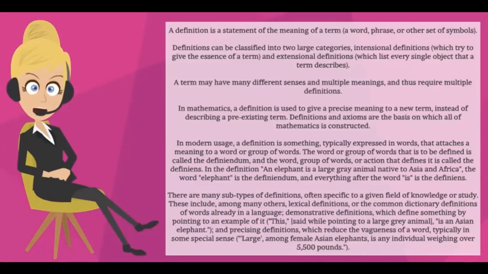There are many subtypes of definitions, often specific to a given field of knowledge or study. These include, among many others, lexical definitions, or the common dictionary definitions of words already in a language; demonstrative definitions, which define something by pointing to an example of it. This, said while pointing to a large gray animal, is an Asian elephant. And precising definitions, which reduce the vagueness of a word, typically in some special sense. Large, among female Asian elephants, is any individual weighing over 5,500 pounds.